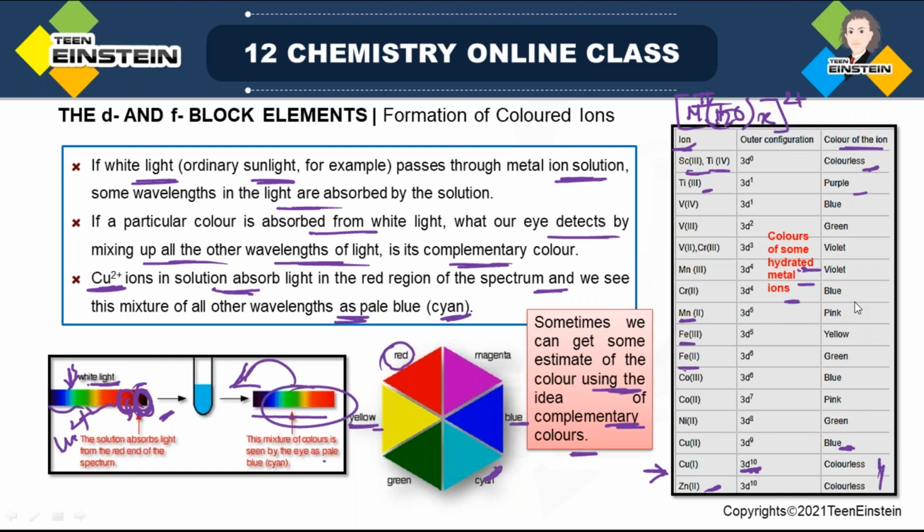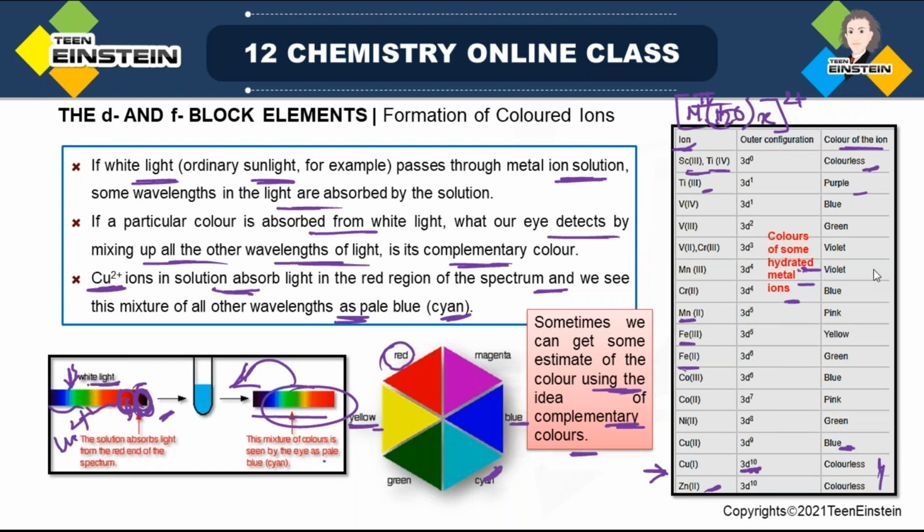So this table, it is not that you have to remember all the colors because that is really not possible, but just to have some idea, that is, when the electronic configuration in the 3d is changing, how the colors are changing. And also for 3d0, where you do not have any electron, or when it is 3d10, fully filled, all these conditions will give you no color.